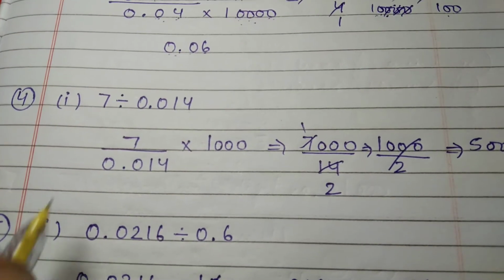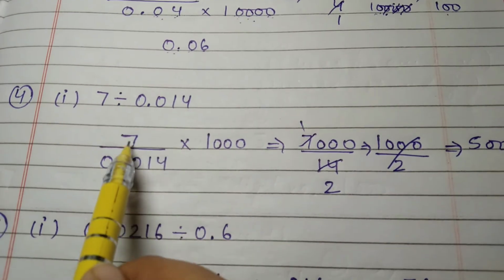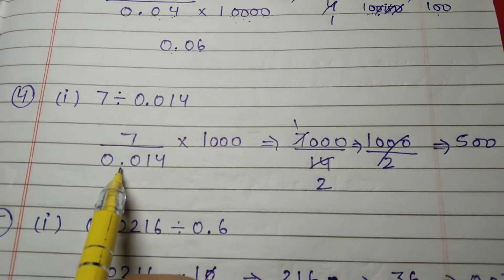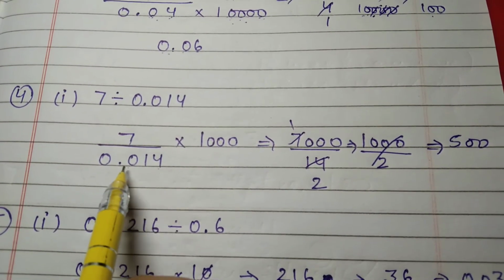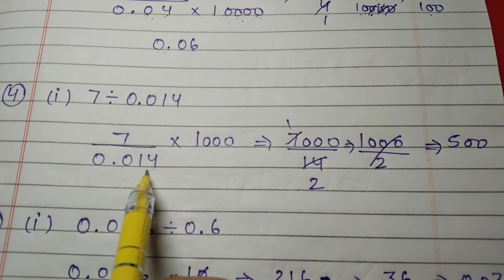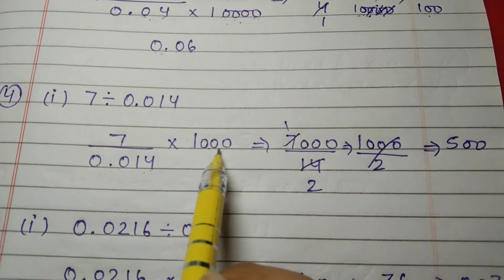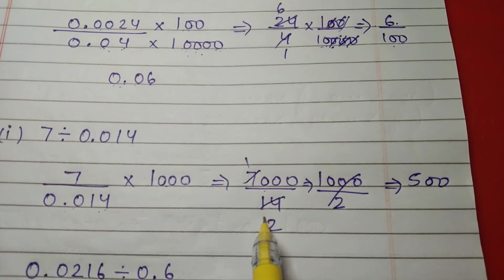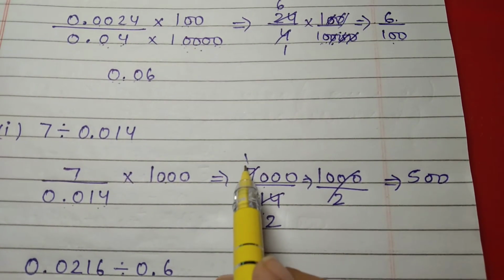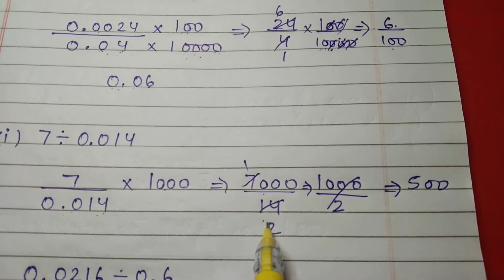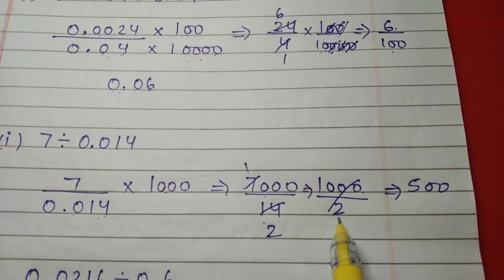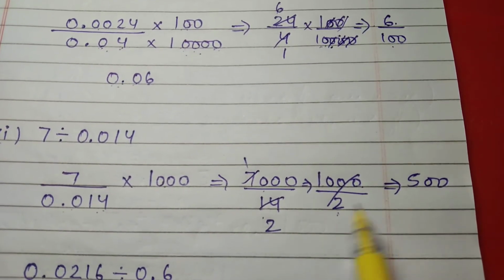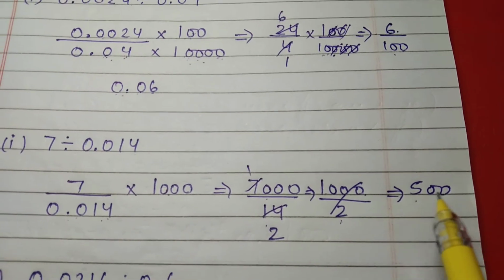Now here is the fourth question. This is also very simple. As I told you, write this as a fraction and then count how many digits are there after the decimal. There are 3 digits after the decimal, so I'll multiply by 1000. Now it becomes 7000 over 14. In 7's table it comes 1 time, and this 2, and then 1000 and 2 are remaining. If you divide 1000 by 2, you'll get 500.